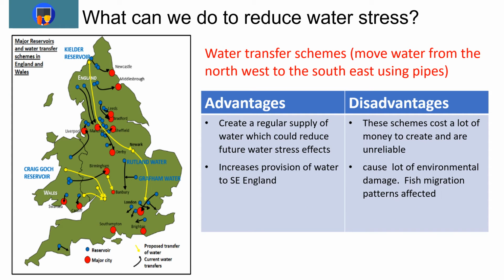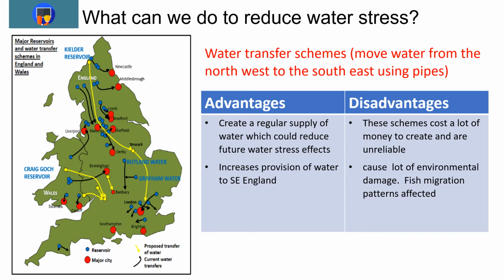The second possible solution to help the UK reduce water stress is using something called water transfer schemes. This is basically when water is moved from one part of the country to another, so you would move it from an area with low water stress, such as the northwest, to an area of high water stress, such as the southeast. As you can see on this map, we do use lots of water transfer schemes at the moment in the UK. It's actually really common.